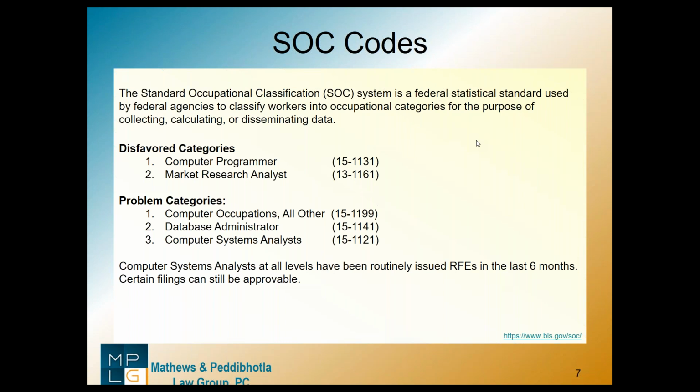If you are considering these categories, please reach out to us. We're happy to discuss them with you, but these are fairly disfavored categories, and there's just a risk of denial, frankly, if you're filing in these categories.